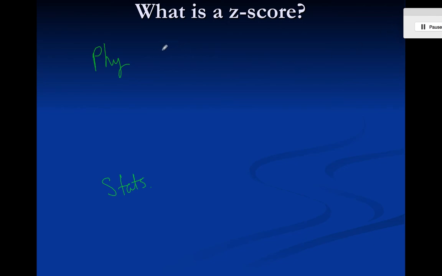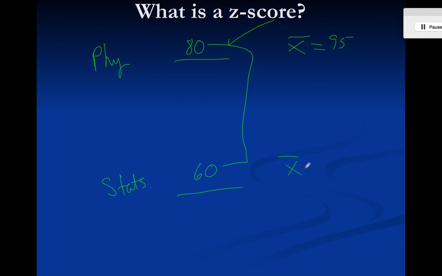So if in physics you get a score of an 80 on the exam, and in stats you get a 60 on the exam, technically, just by looking at your raw scores, in which class are you doing better? Are you doing better in physics or in stats? By looking solely at those two values, you should be saying, I'm doing better in physics, right? But what happens in the case where we find that the group's average in physics is a 95 and the group's average in statistics is a 42?